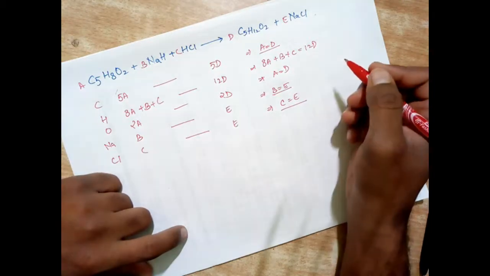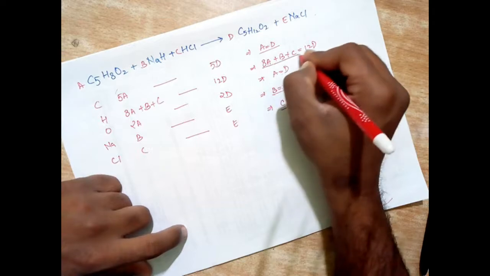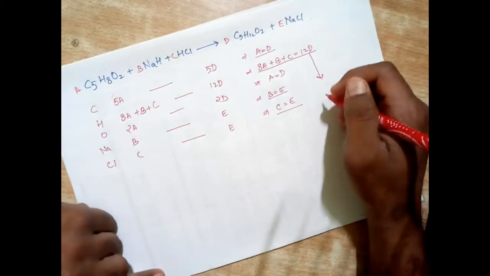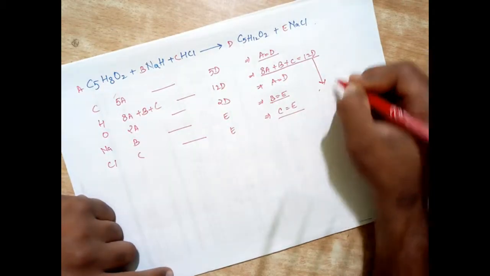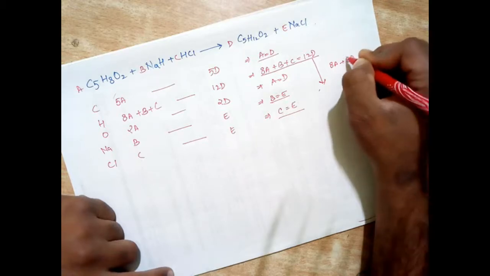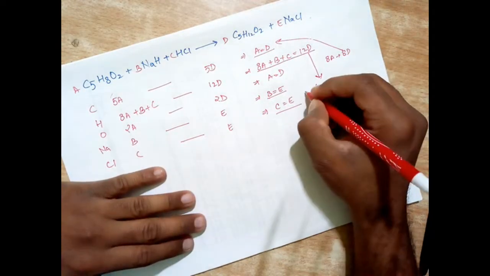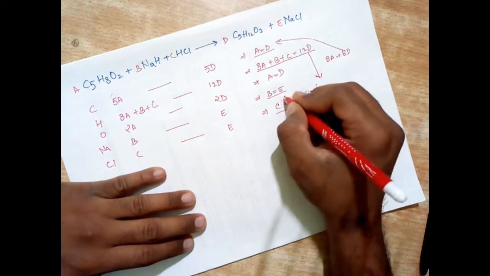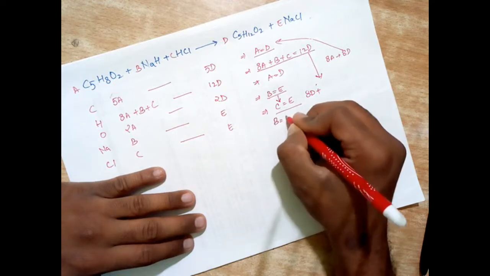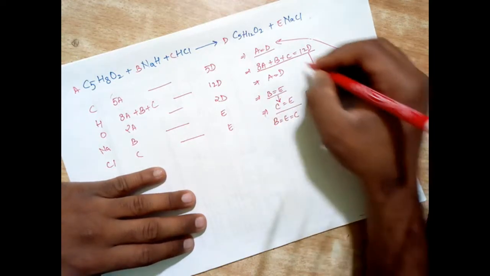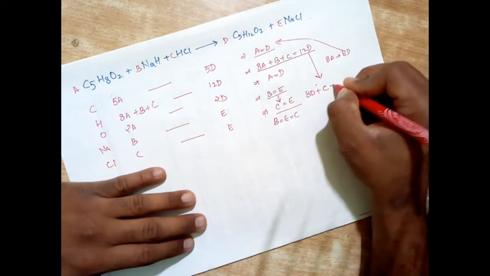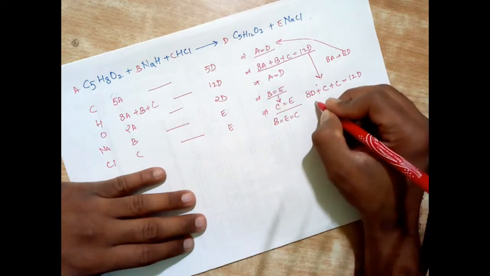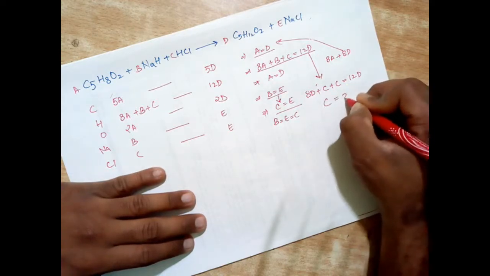So let's start guessing. Let's take this one and we solve it. Okay, this time I'm going to solve it. 8A, I can write as 8D because A is equal to D. So 8D plus, okay, B and C are also equal, because B is equal to E is equal to C from this. So I'm going to write C plus C is equal to 12D, because B and C are equal. On solving, I'm going to get C is equal to 2D.